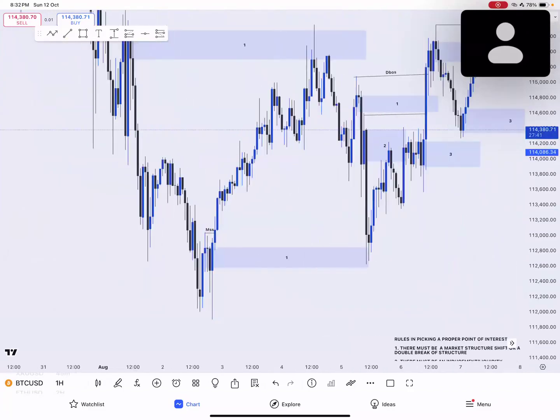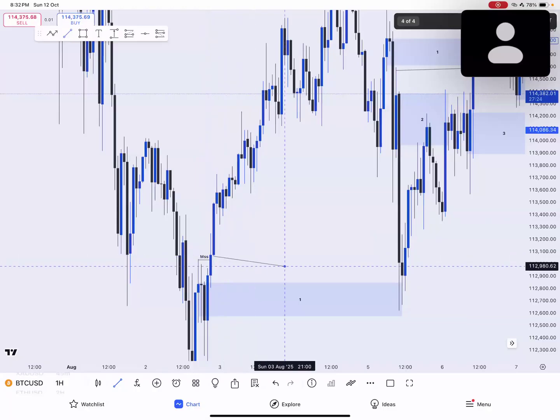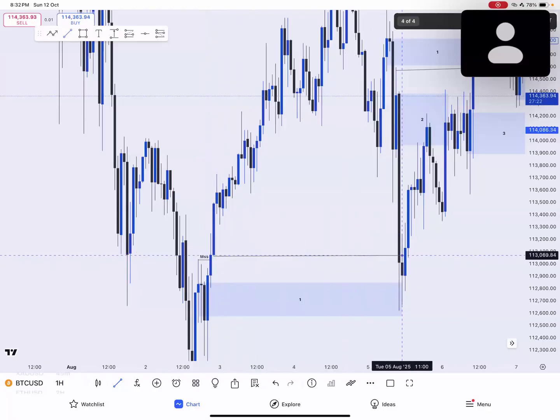So in this scenario, after price gave us our market structure shifts, the inducement should be the pullback after the market structure shifts or the double break of structure. In this scenario, we're looking for a reversal. So it's a market structure shift that we saw. Then the next thing should be the pullback that we take as our inducement, which is right here.